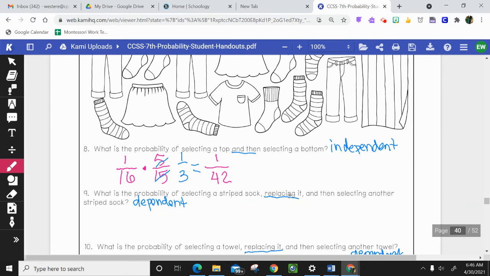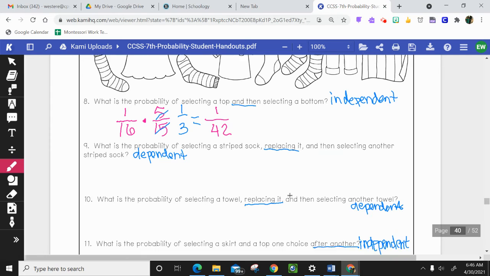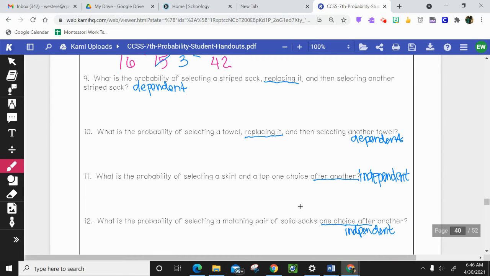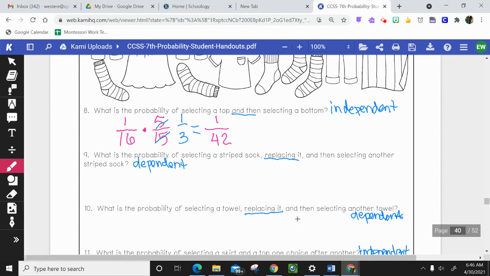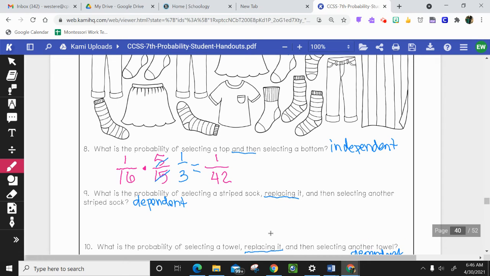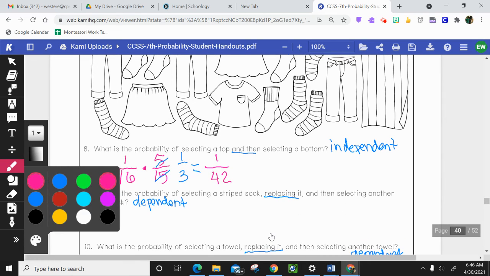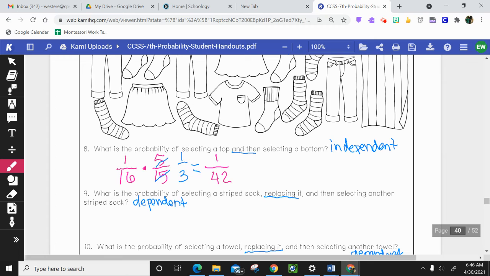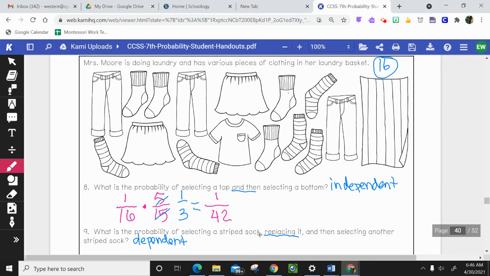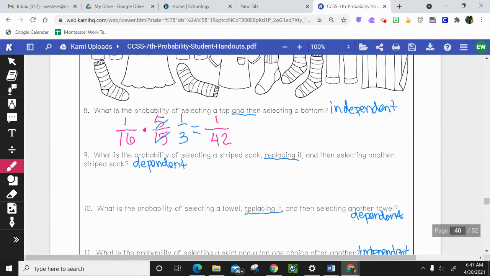All right. Let's try this dependent event, and then I will want you guys to do 10, 11, and 12 on your own. Okay. What's the probability of selecting a striped sock, replacing it, and then selecting another striped sock? Okay, so let's figure out there's 16 items. How many striped socks are there? 1, 2, 3, 4, 5. There are 5 striped socks. So 5 out of 16.